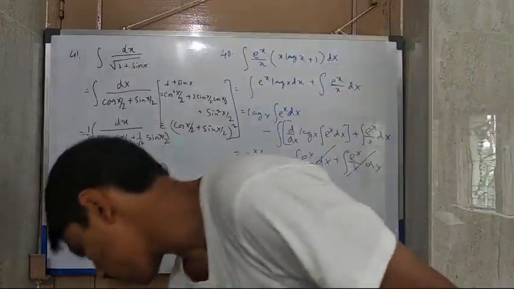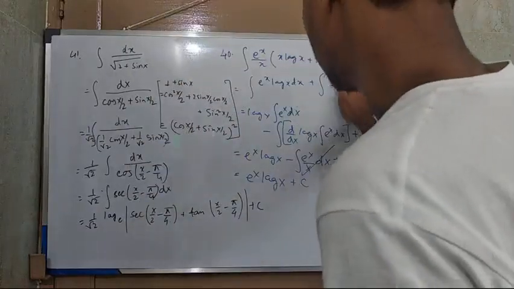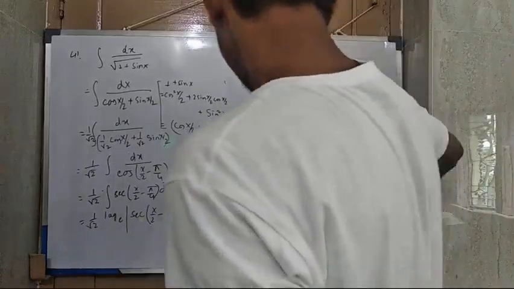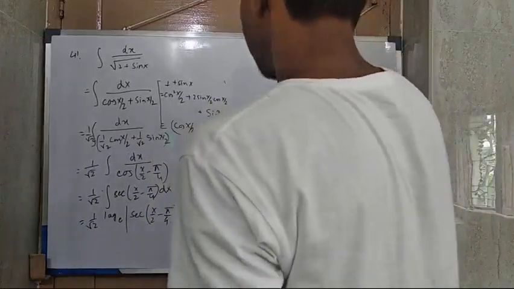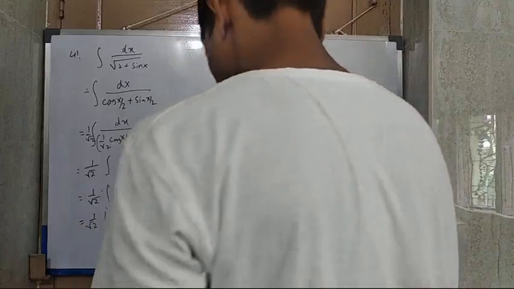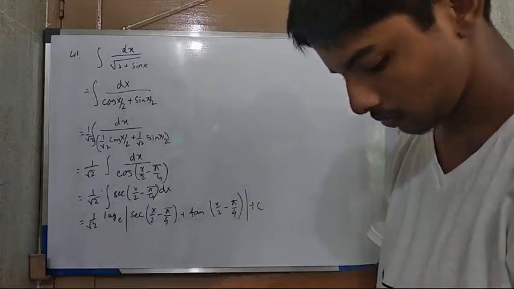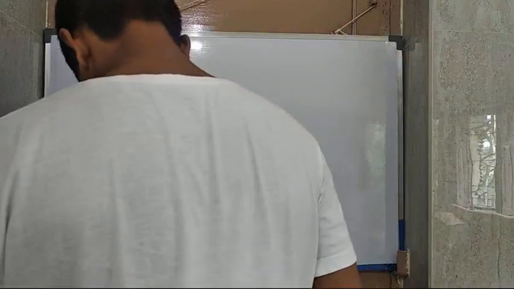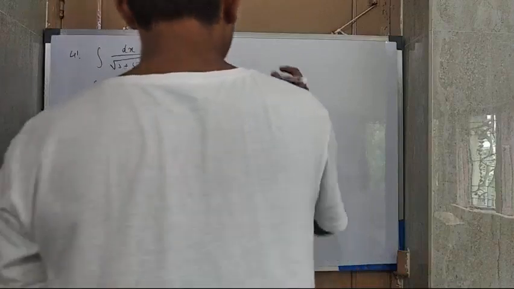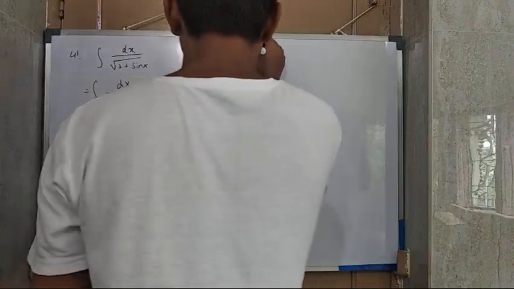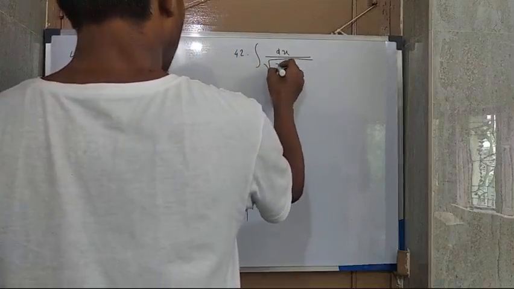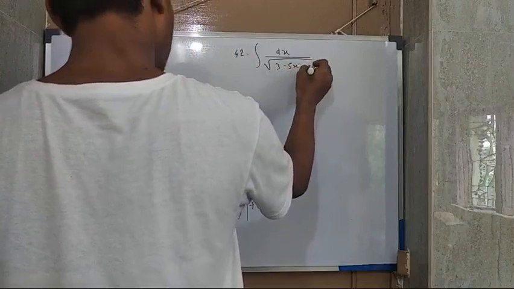Now let's proceed for the 42nd question, which is integral dx by root under 3 minus 5x minus 2x squared.